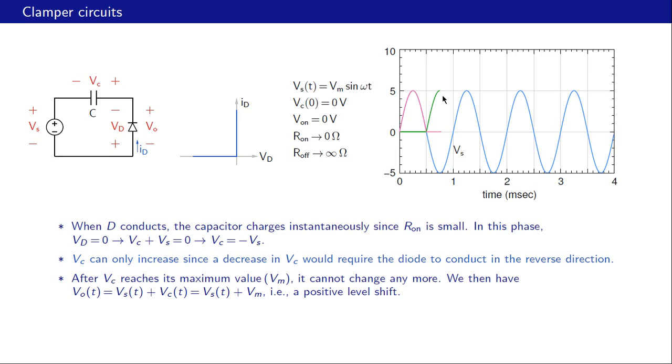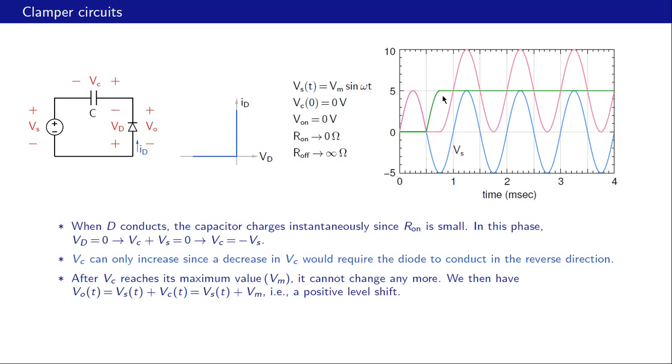So if this is minus Vm equal to minus 5 volts, the capacitor voltage is plus Vm or plus 5 volts. So now the third point, after Vc reaches its maximum value Vm, it cannot change anymore because any change would now require the diode to conduct in the negative direction, which it cannot do, and so therefore the capacitor voltage now becomes constant, and then we have Vo of t equal to Vs of t plus Vm. Let us see that in the graph.